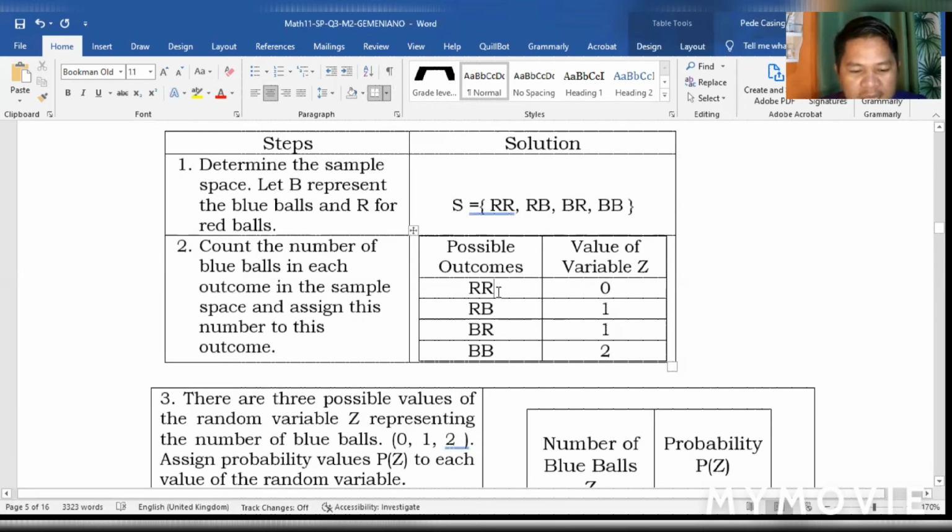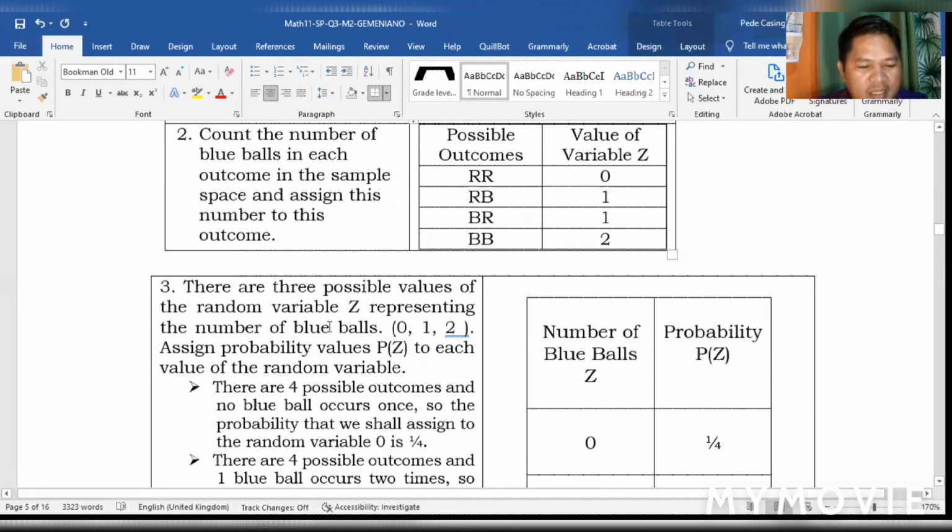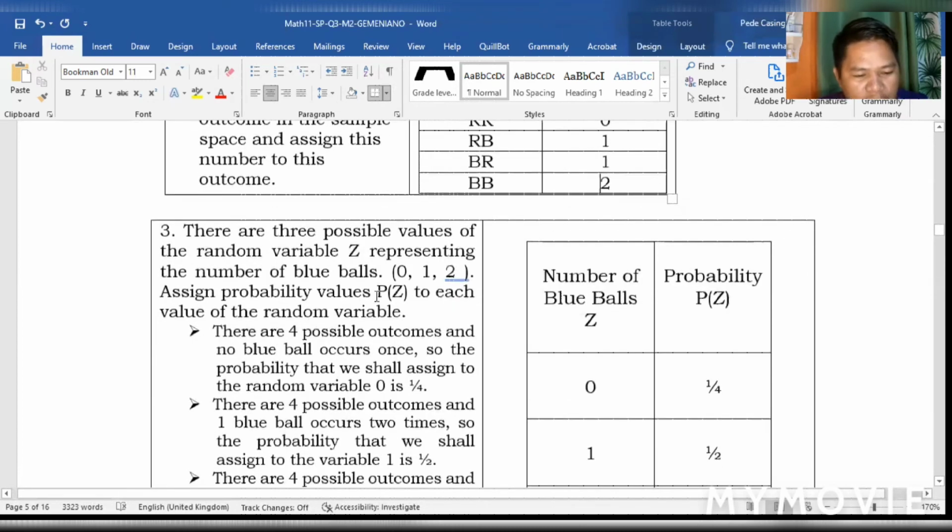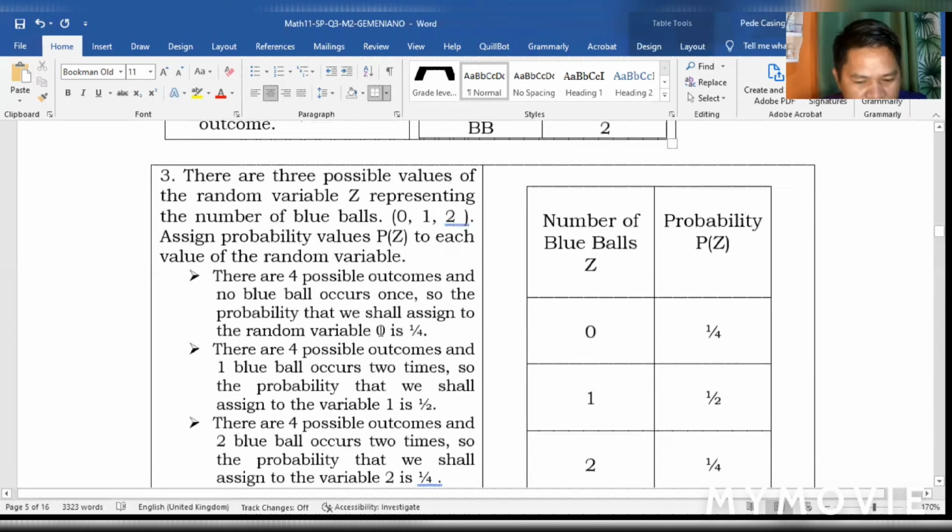Kasi walang B. Second, RB, it has only one B, that is 1. BR, again, we have 1. BB, we have 2, because there are 2 balls. Step 3, there are 3 possible values of the random variable Z, representing the number of blue balls: 0, 1, 2. Assign the probability values of P of Z to each value of the random variable.